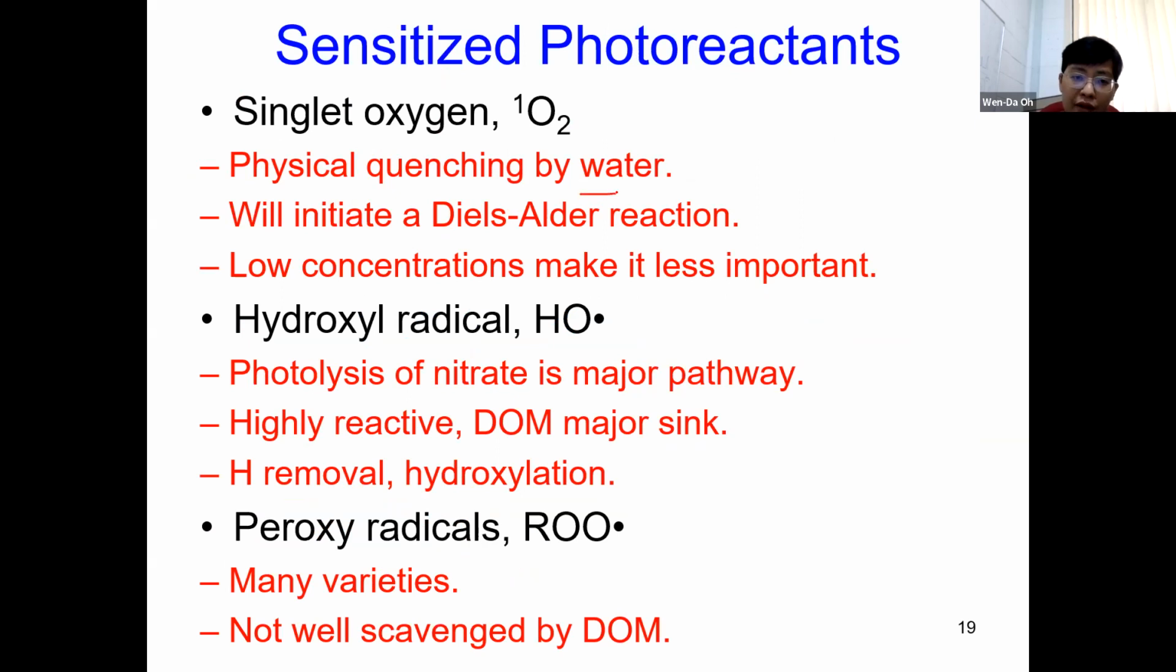It will react through certain reactions like the Diels-Alder reaction. This is one of the organic chemistry reactions. Sometimes the concentration of this singlet oxygen is very low, depending on the materials and the characteristics of the water, and so on, right? If you have certain materials in the water, like certain carbon materials or certain minerals, they can actually catalyze the production of singlet oxygen. But most of the time it is in low concentration.